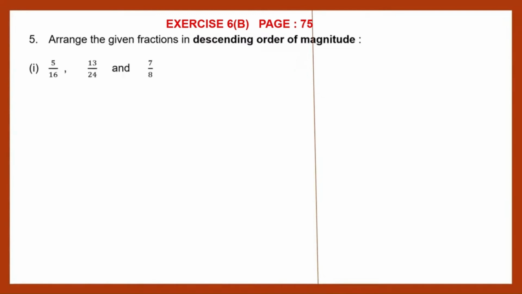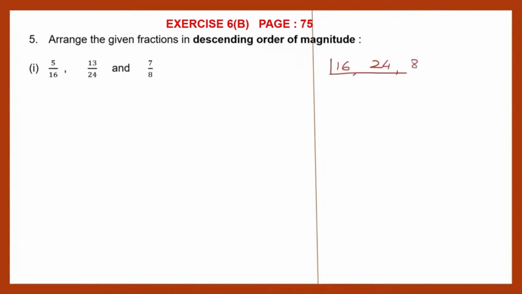We have to find the LCM of the denominators to make them all like fractions. Right now, as you can see, they're all unlike fractions because the denominators are different. So we're going to find the LCM of the denominators 16, 24, and 8.